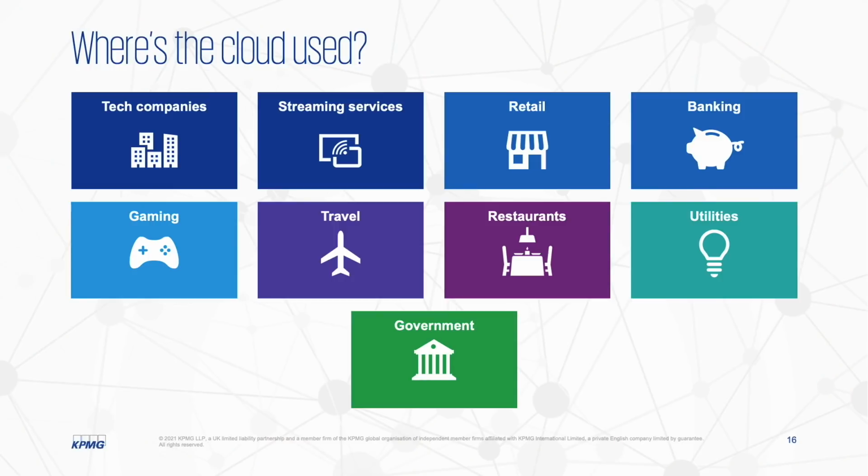So where is the cloud used? Well, you might not be surprised to know that big tech companies such as Apple and Google are using the cloud, as well as streaming services like BBC iPlayer and Netflix, and even online shopping like ASOS and Boohoo, as well as your online banking. And every time you play a game online, you'll also be utilising the cloud. You might be more surprised to know that your local restaurants are using the cloud every time they accept an online order from Just Eat or Deliveroo, as well as your utilities and governments when creating their applications.